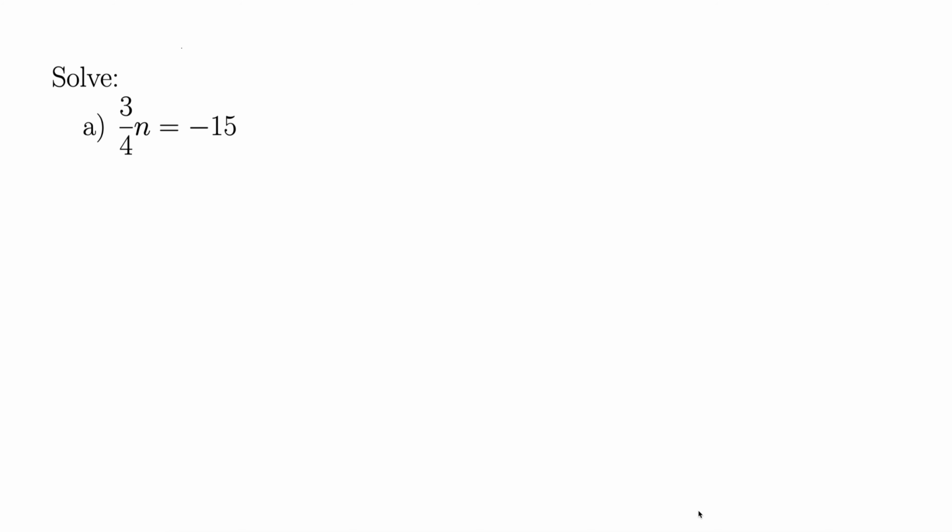Here we have 3/4 n equals negative 15, and we're trying to solve for n. I'm going to do this in 2 steps, and then I'm going to do it in 1 step. So here's the 2 steps method. We want to get n by itself. We're trying to isolate n. So first I'm going to deal with this 4.